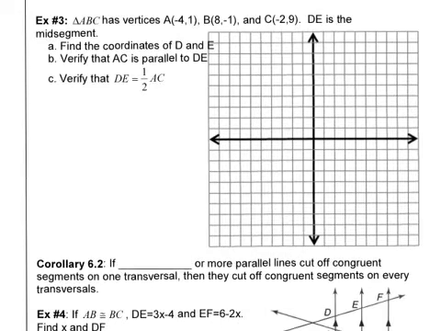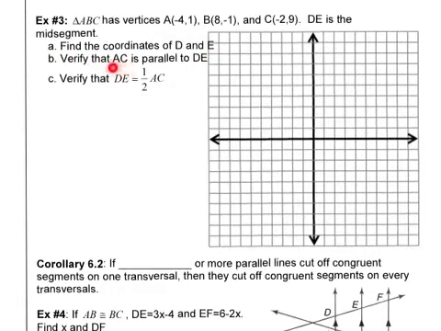Okay, this is the second part of the 6.4 notes, and here's example number 3. This is a long problem, but it's all very doable. ABC has vertices A(-4, 1), B(8, -1), and C(-2, 9), and DE is the midsegment. We don't really know where DE is, but we could see they want us to find the coordinates of D and E.